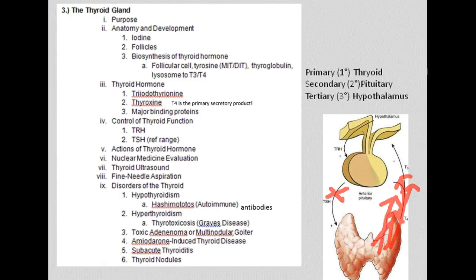The last thing of the slide that's really important here is the primary, secondary, and tertiary levels of dysfunction. If you have a primary hypothyroidism, that means there's something wrong with the thyroid. If you had a secondary hypothyroidism, that means there's something wrong with the pituitary. If you had a tertiary hypothyroidism, it would mean there's something wrong with the hypothalamus. So if you see a primary, secondary, or tertiary type of issue, know that primary starts with the gland itself, pituitary moves up to the next, and hypothalamus moves up to the top.